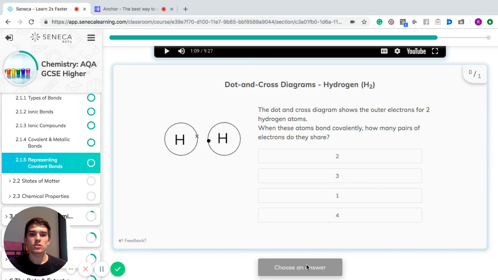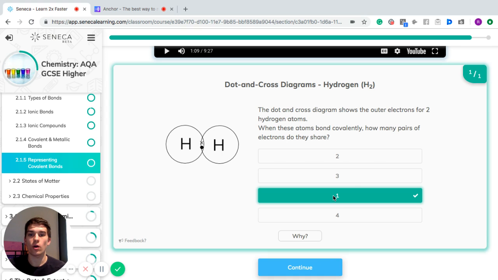So the dot and cross diagram for hydrogen, H2, shows that 2 hydrogen atoms need to bond together. When these atoms bond covalently, how many pairs of electrons do they share? Well, it's a single covalent bond, and they're only sharing 1 pair of electrons.